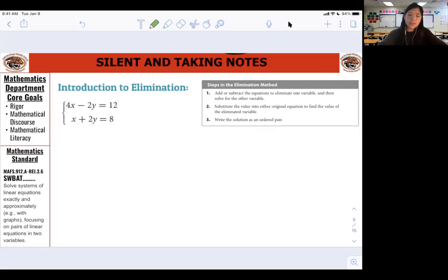Should I eliminate the x or should I eliminate the y? Why? Good. And why is that? They have the same number, but they're opposites. They have opposite coefficients, exactly. One is positive and the other one is negative. So as soon as you see opposite coefficients, you already know you can add. So I'm going to go ahead and do that.